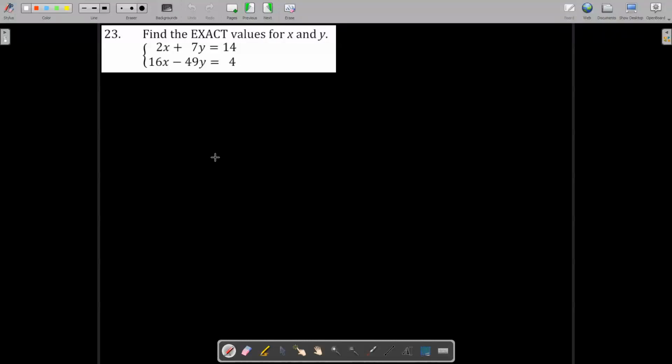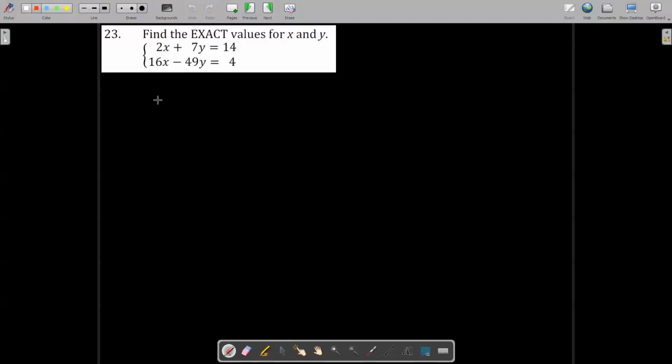Number 23, find the exact values for x and y. It gives us a system of equations, and it's set up in general form, not standard form. So we have the x's over the x's and the y's over the y's. So this looks like an elimination problem.